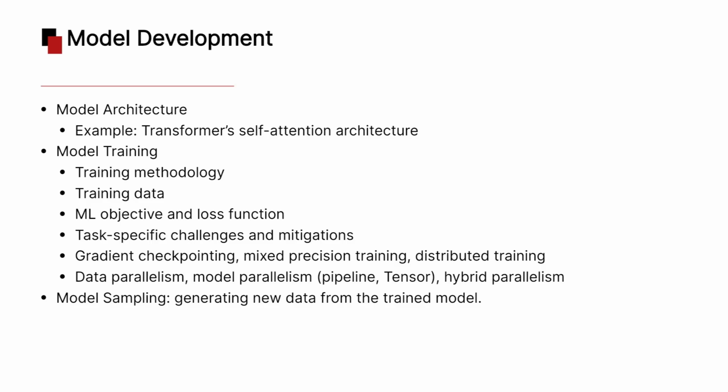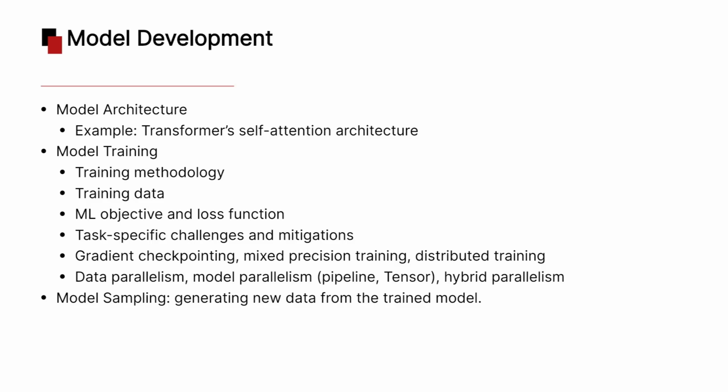First, model architecture. We begin by selecting an architecture suited to the problem. For most cutting-edge GenAI applications, the transformer architecture dominates, thanks to its self-attention mechanism that allows models to capture long-range dependencies in text, images, and other sequential data. But it's not just transformers. Depending on the domain, we might still consider CNNs for vision tasks or hybrid models that combine multiple architectures.